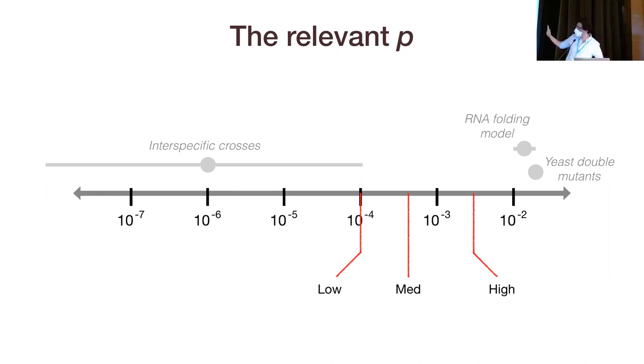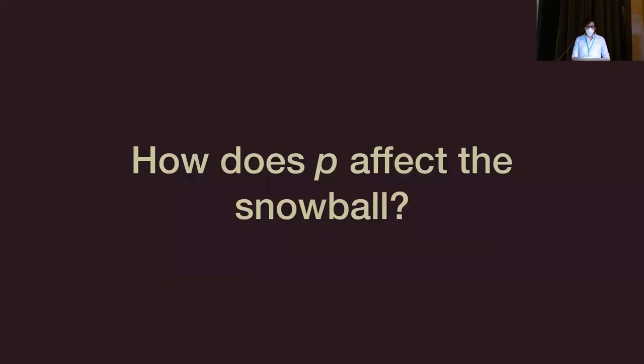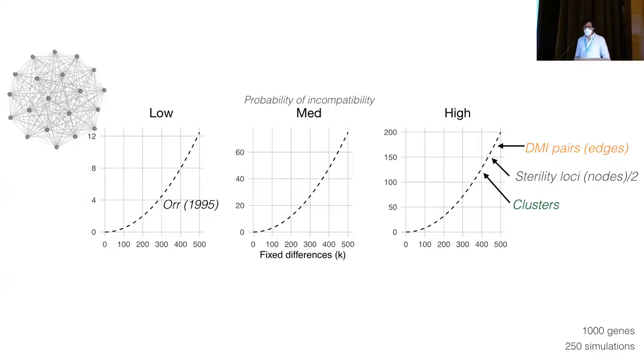I'm not interested in the lower end of that because I'm going to tell you right away, this is essentially Orr's model. We're interested in how this parameter affects the failure of, sorry, when P does not meet the assumptions of Orr's model. All right, so how does this parameter affect the snowball? I'm going to show you the results in these three panels. This is not the results, this is the blank panels.